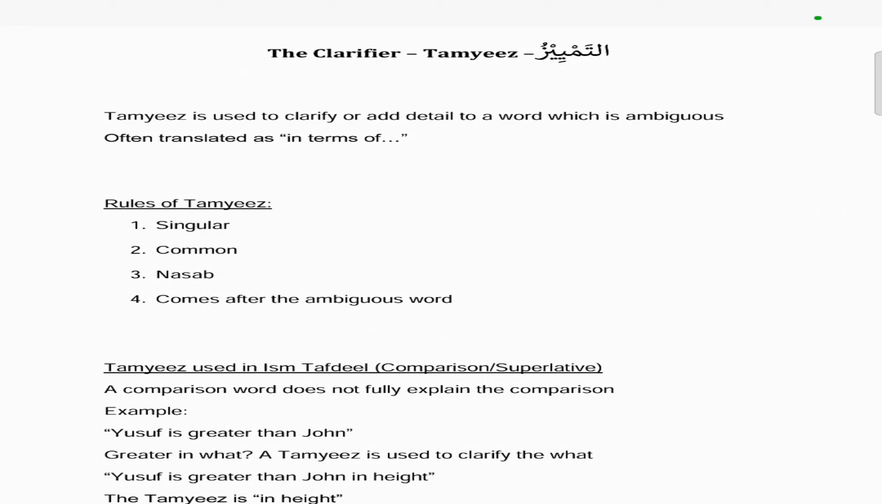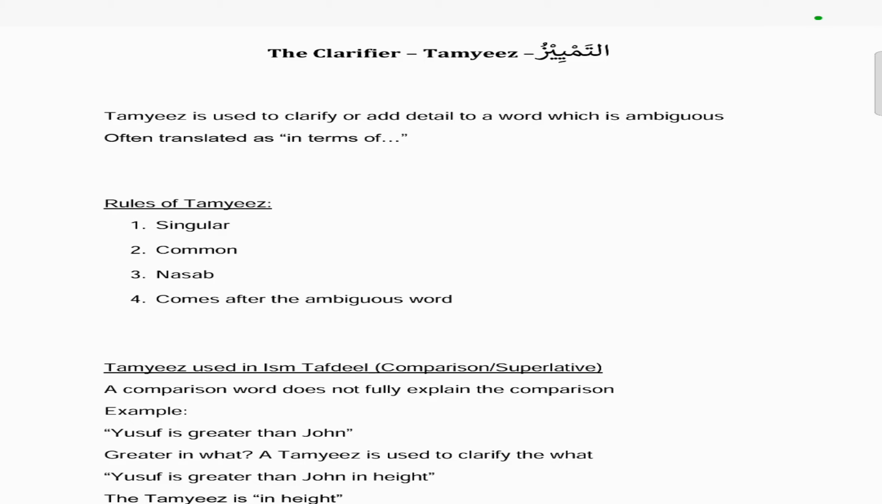So we move on to the next chapter of our curriculum, which is called the Clarifier, known as the Tamyeez. A Tamyeez is used to clarify or add detail to a word which is ambiguous. It's often translated as "in terms of." We'll give some examples after.